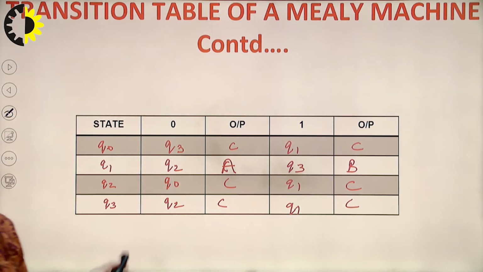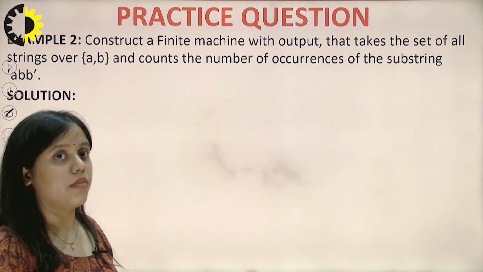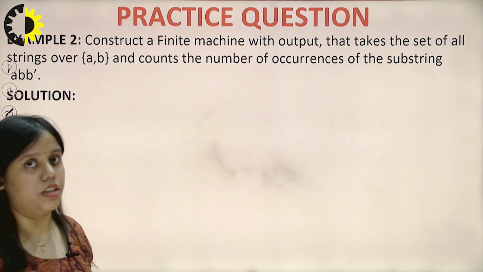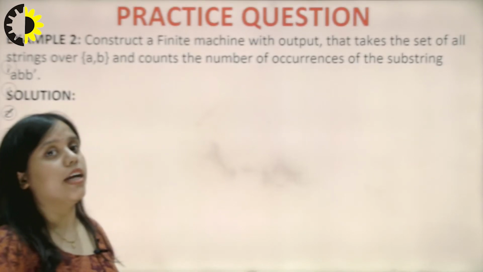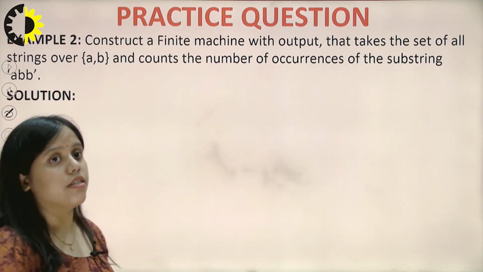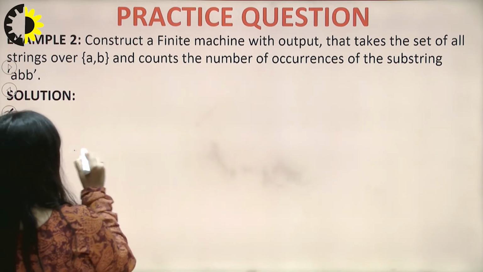Okay, so this is how we draw our transition table for the Mealy machine. Now construct a finite state machine with output that takes all the strings over A, B and counts the number of occurrences of the substring A, B, B. So we'll draw a simple DFA over here.